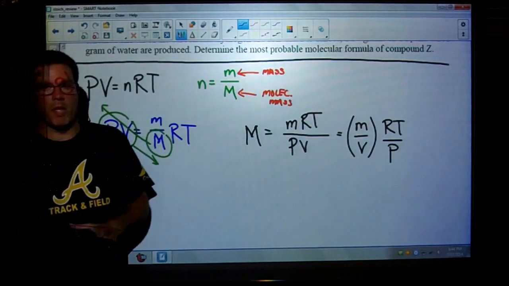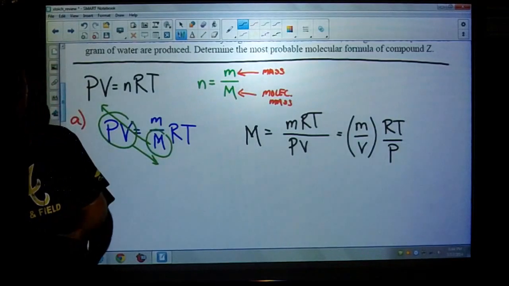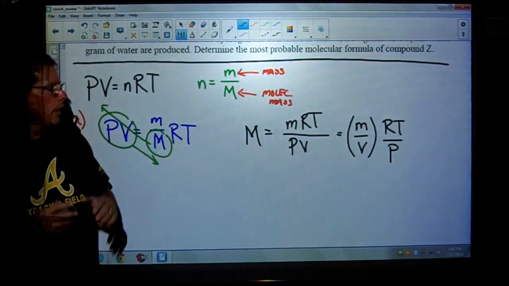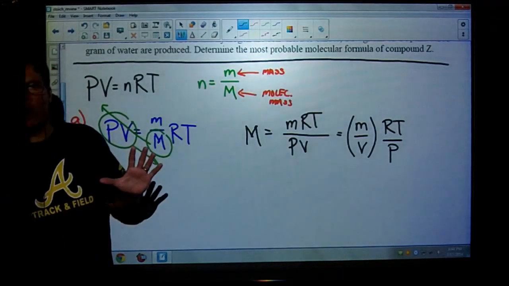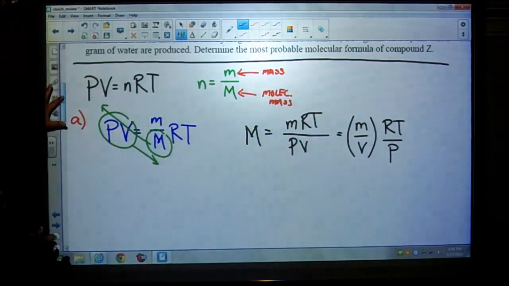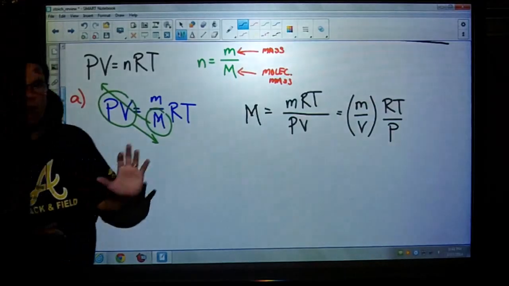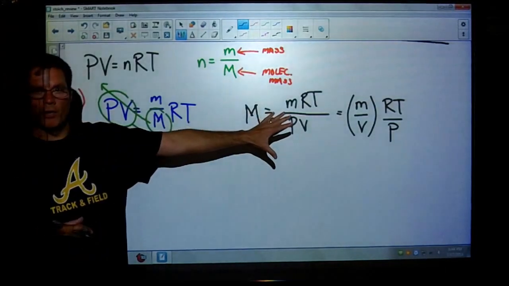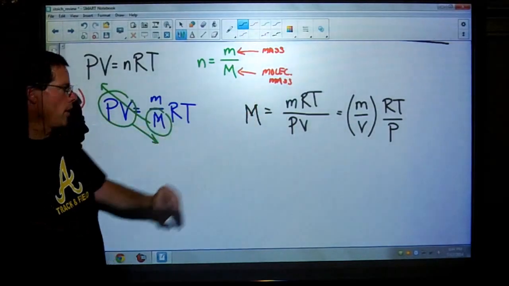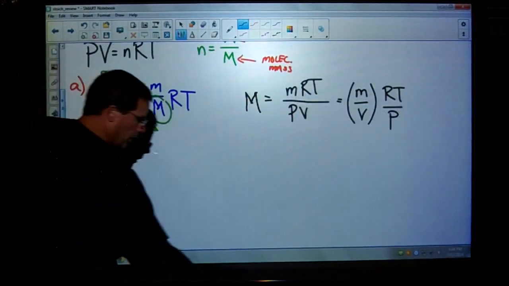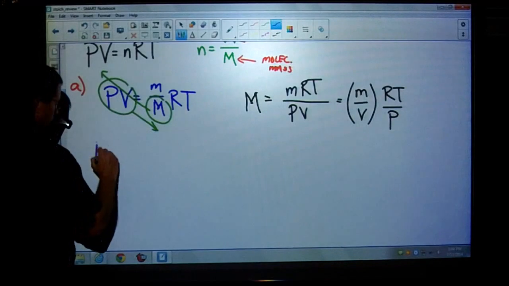And I highly recommend that you rearrange your variables before you plug any values in. It will keep you out of trouble and save you a lot of heartache. I'm just telling you, it's the best thing to do, and AP graders love it when you show this. If you have me in class, I insist that you show it this way. So let's go ahead and plug in our numbers here.